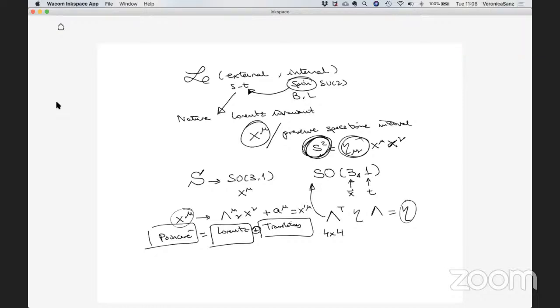Okay. Veronica, is lambda in the adjoint representation of SO(3,1)? Yes. That's it. Thank you. Very good.